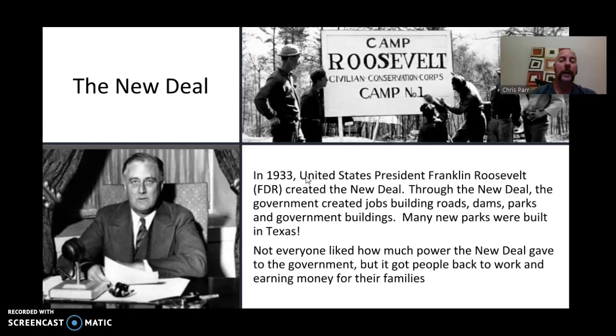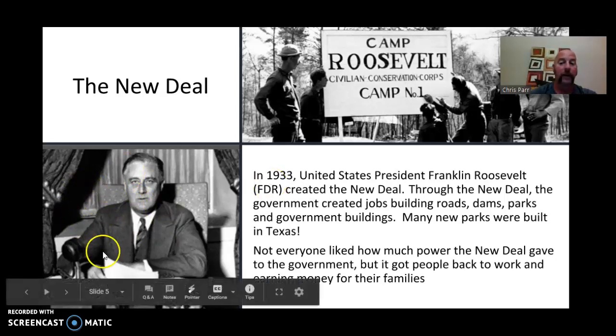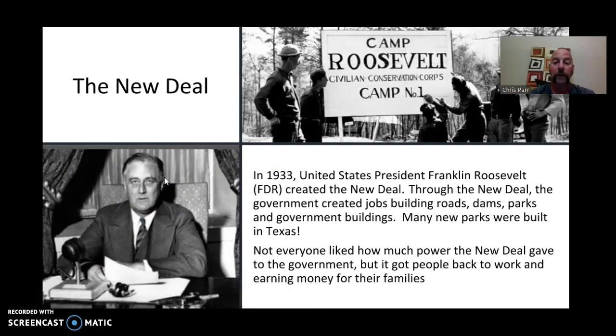Now, in 1933, well, there's a new president we get. His name's Franklin D. Roosevelt. Franklin Delano Roosevelt. Right here, we call him FDR. He started something called the New Deal. And the New Deal was a plan to end the Great Depression, to get people jobs.